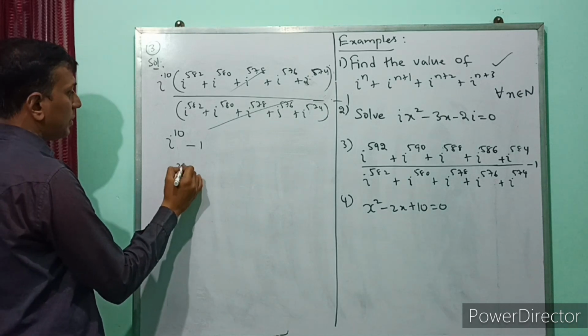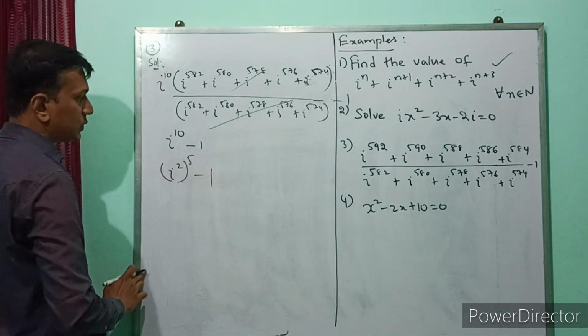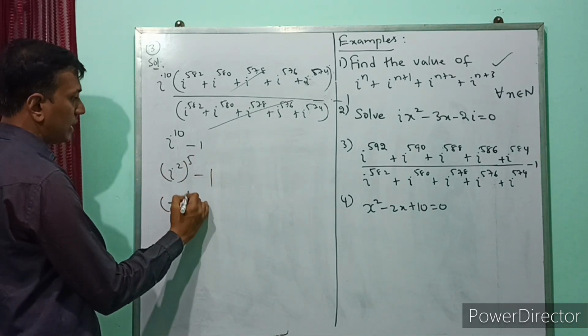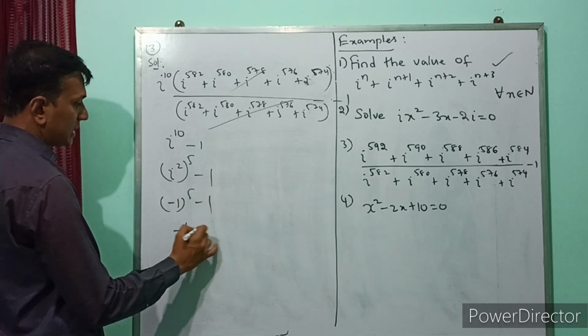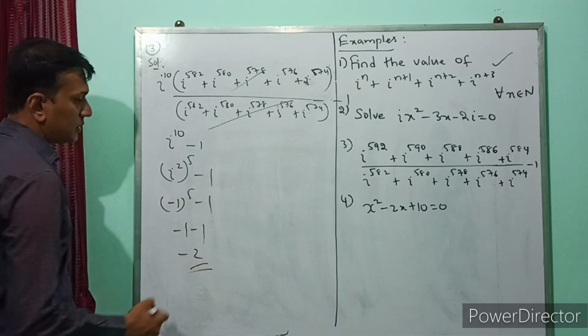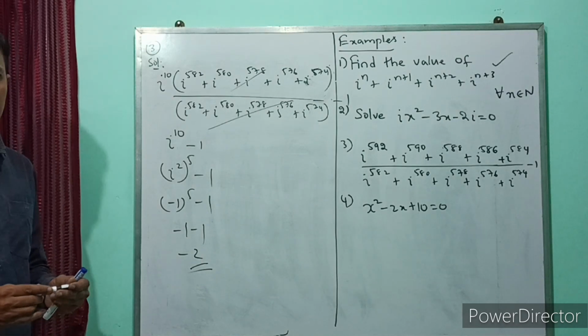So i power 10 can be written as i square whole power 5, minus 1. i square value is minus 1. So negative power 5 is minus 1. So minus 1 minus 1, so minus 2 will be the answer.